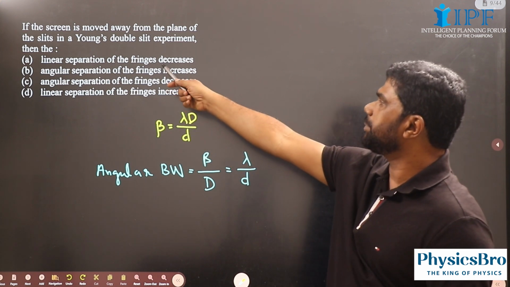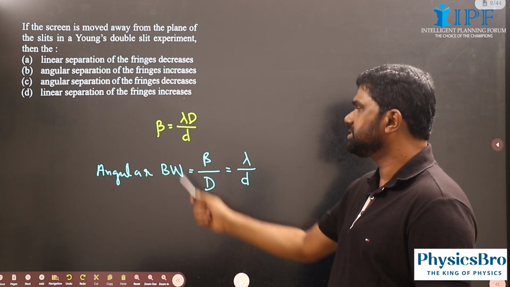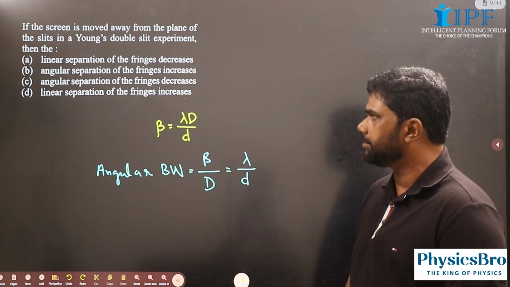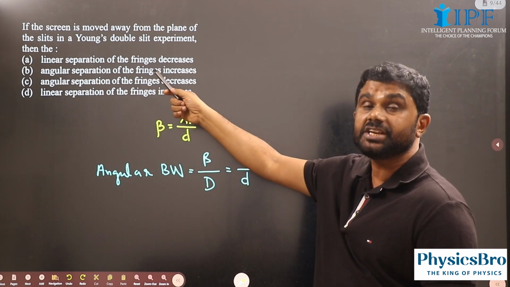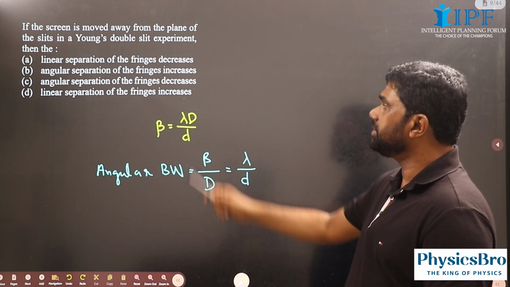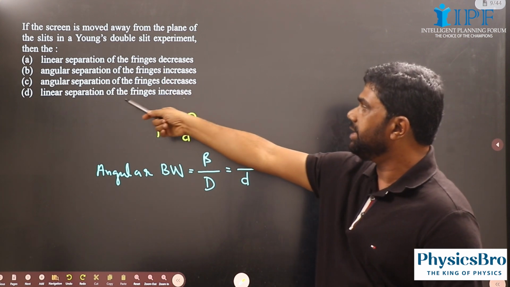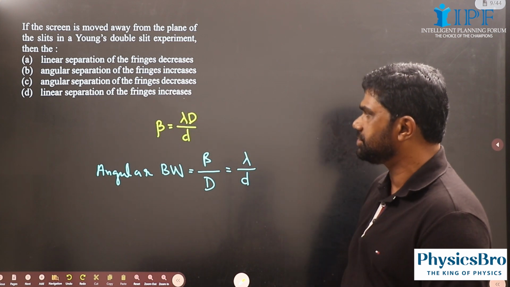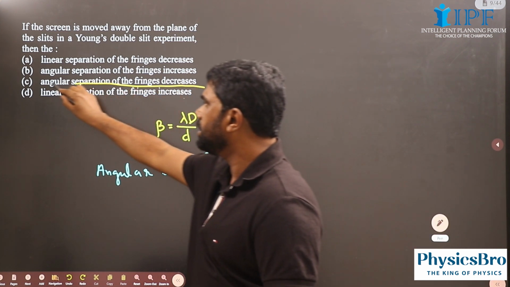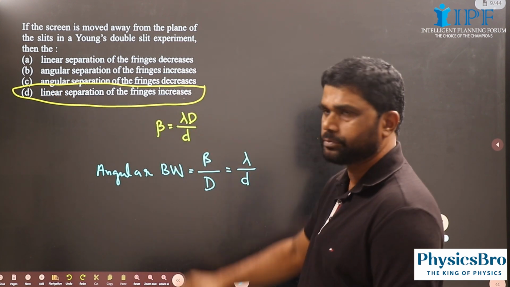Okay, linear separation of the fringes means that beta should increase, but they say it decreases. So that's a false statement. Angular separation is independent of capital D. Just now I have told you, no? Angular separation of fringes is independent. Okay, linear separation of fringes increases. When capital D is increased, beta increases. Okay, so this must be the correct option.